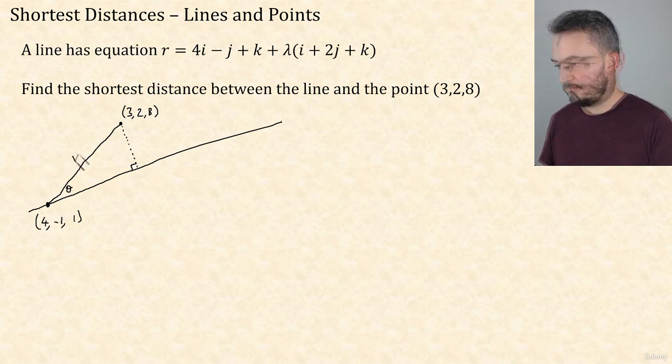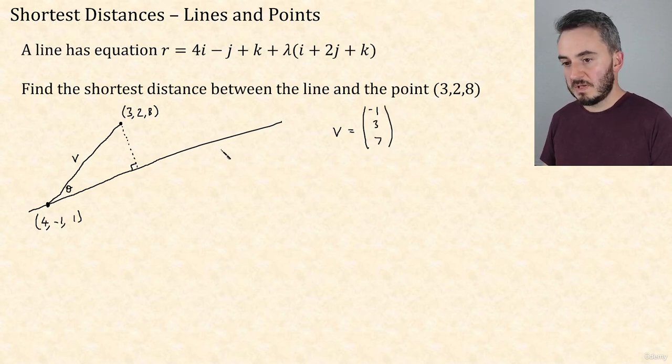So firstly, let's find just what the vector is from this point to this point, and let's call it v. So in this case, v, and I'm going to switch to columns here. Let's just do this point minus this point. The direction actually doesn't really matter here. So 3 minus 4 is minus 1, 2 minus minus 1 is 3, and 8 minus 1 is 7. So the answer is going to be mod v times sine theta. So that's what we're looking for here.